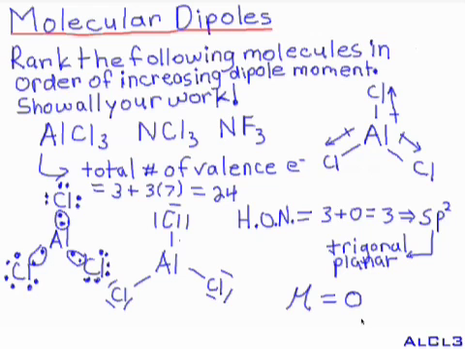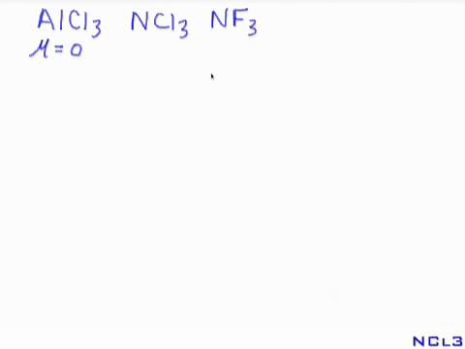Now let's continue this with NCl3 and NF3. Okay, so I'm going to redraw. We've got AlCl3. We've already done that. AlCl3 has a mu equal to 0. We are now going to do NCl3 and then NF3. Okay, so NCl3. All right, I can do NCl3.